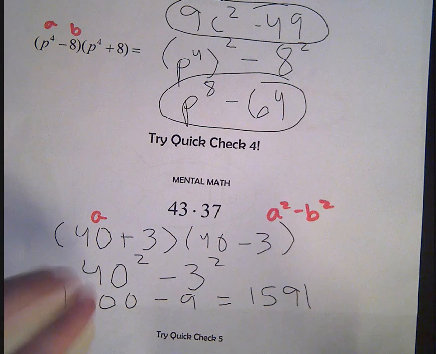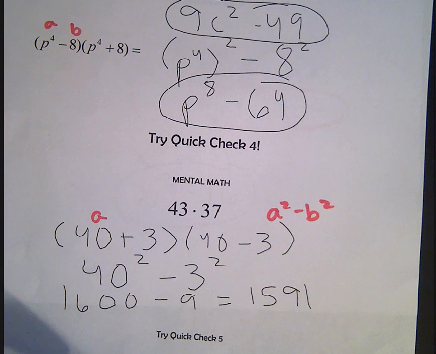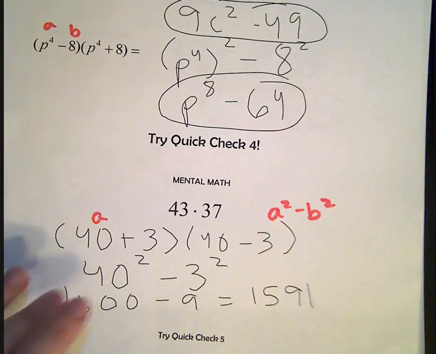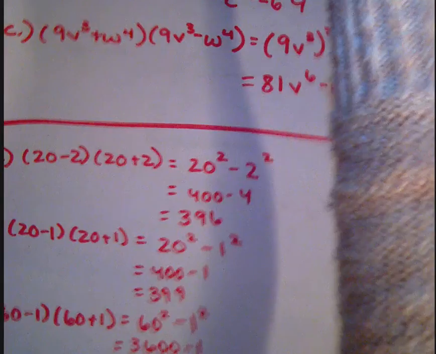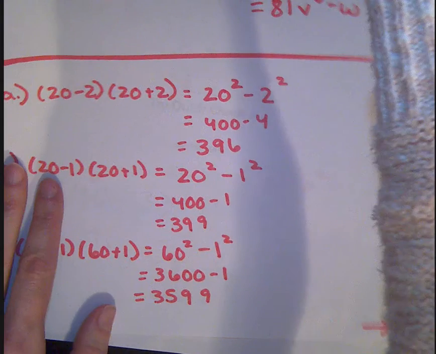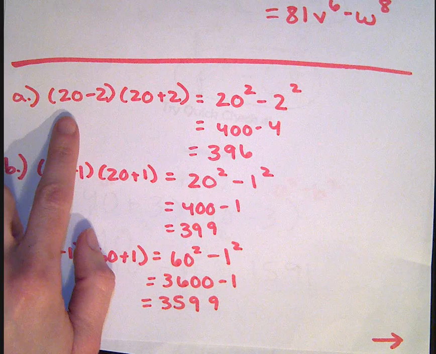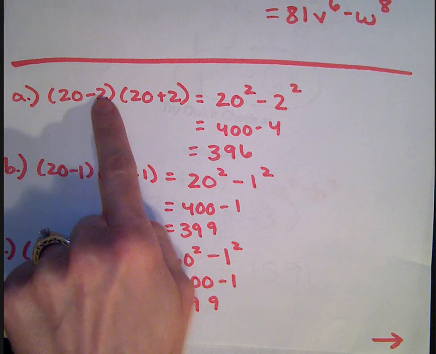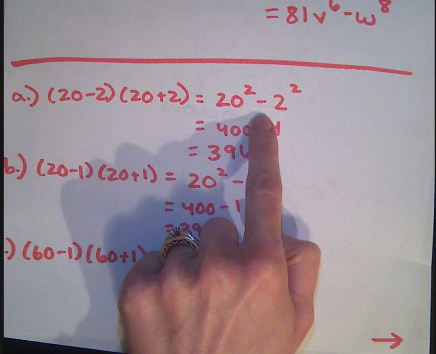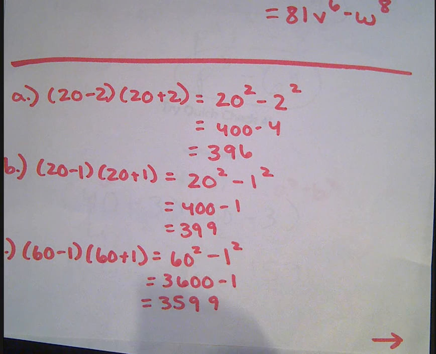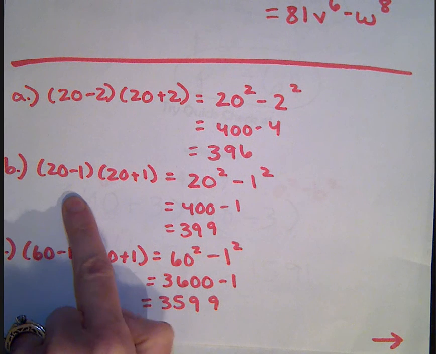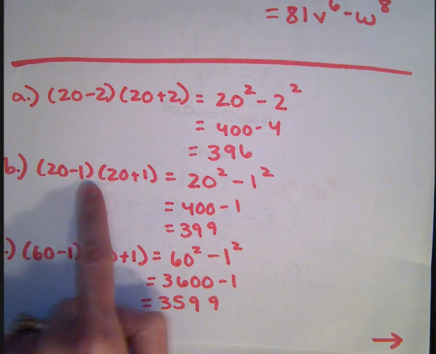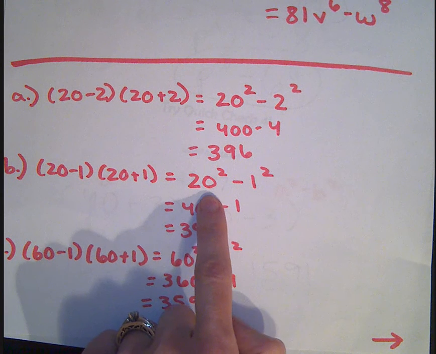Okay, so using that as an example, try the 4 problems on quick check 5 on page 515 and hit play when you're ready. Okay, last ones to go over here. So this is how you should have broken these up. A, you should have done 20 minus 2 and 20 plus 2. So your A is 20, your B is 2. So 20 squared minus 2 squared, 400 minus 4, 396. B, both of those numbers were 1 away from 20, so it's 20 minus 1, 20 plus 1. Your A is 20, your B is 1, so A squared minus B squared, 20 squared minus 1 squared, 400 minus 1, 399.